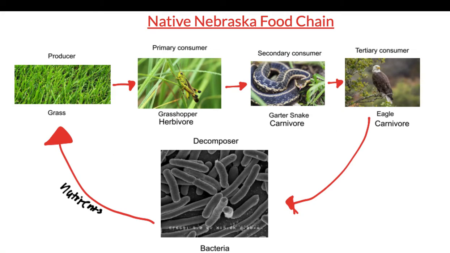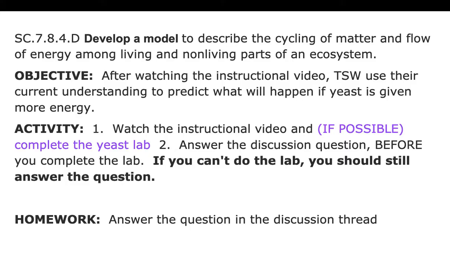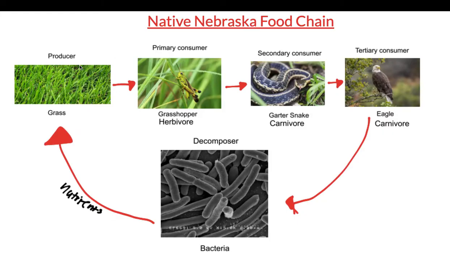All right, so let's just do a little bit of review. At the beginning of the week, I asked you guys to create your own food chain. And a food chain is just meant to be a model. Look back at our standard: we're trying to develop a model to describe the cycling of matter and the flow of energy. And we do that using a food chain.